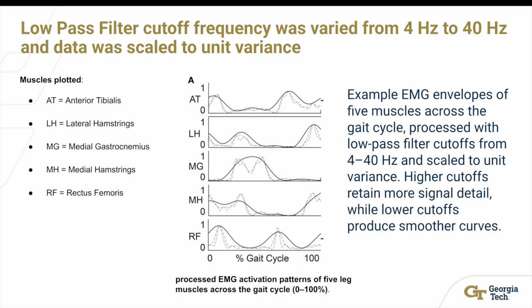Here we see EMG envelopes for 5 muscles over the gait cycle processed with different LP cutoffs. Low cutoffs, about 4 Hz, yield smoother, broader activations. High cutoffs up to 40 Hz retain finer fluctuations. These differences feed directly into synergy extraction, so filter choice definitely matters.